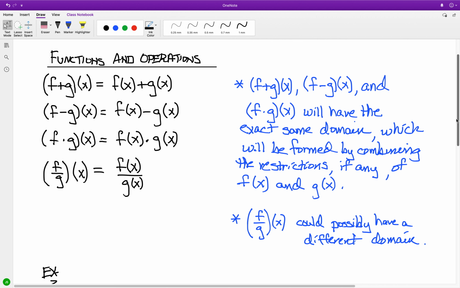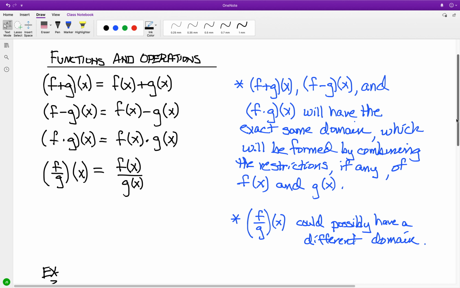Now, out of these four operational functions, the sum, difference, and product functions will have the exact same domain, which will be formed by combining the restrictions, if there are any, of f of x and g of x. Now, the quotient function, f over g of x, could possibly have a different domain.